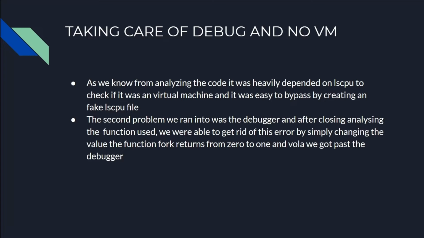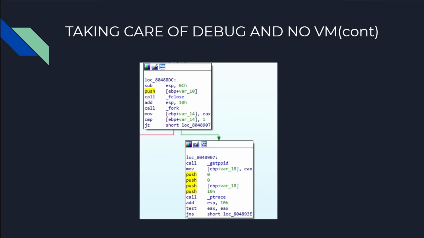The second problem we ran into was the program knew we were trying to debug it, which after a lot of analyzing and struggle, we were able to bypass by changing the value the fork function returns from 0 to 1. As you can see, the function calls fork and then CMP. We change the value 0 to 1, and voila, we were able to bypass it.